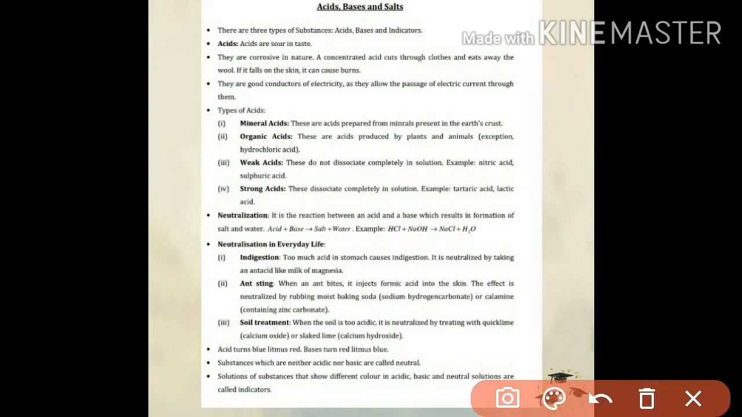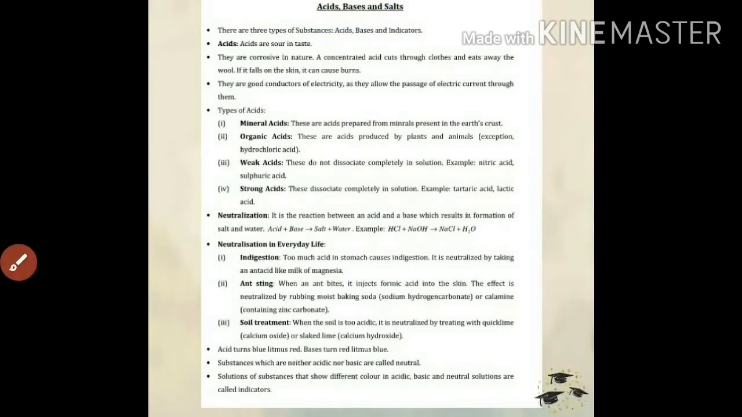Today we'll discuss acid, base and salt. So let's discuss it. There are three types of substances: acids, bases and indicators. Acids. Acids are sour in taste.